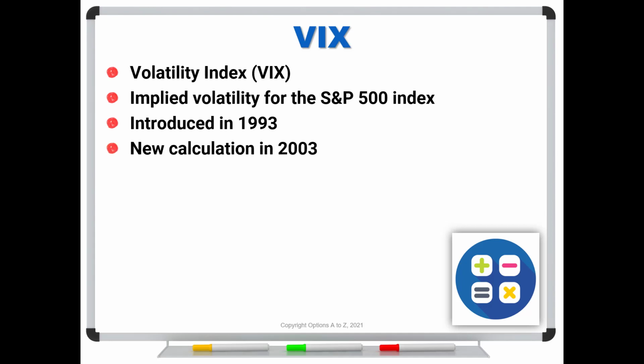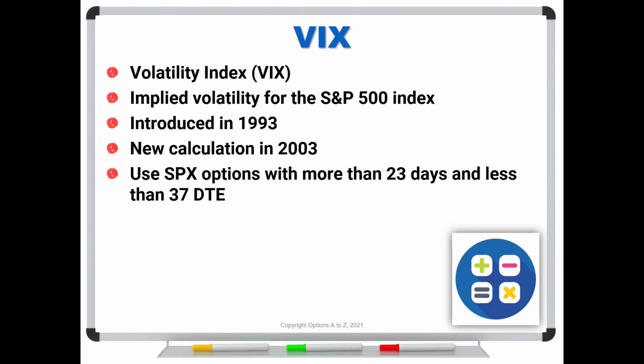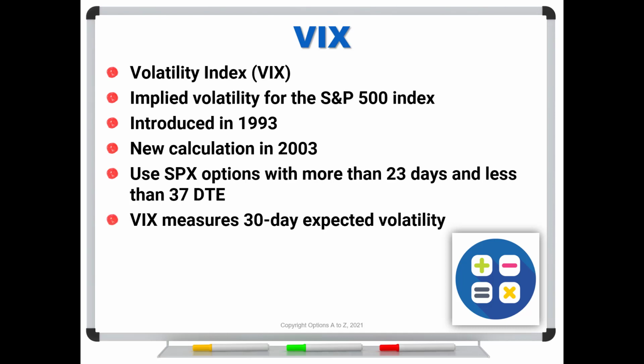But the super basic idea is that they use SPX options, S&P 500, with more than 23 days to expiration, but less than 37. And they do this weighting scheme. It's a mathematical weighting so that it comes up with a hypothetical 30-day option. So what it's really doing with the VIX is it measures the 30-day expected volatility based on almost all of the options that we're seeing on the quote board within 23 to 37 days. What is the volatility that the market is projecting based on these prices? That's really the question that the VIX is trying to answer.